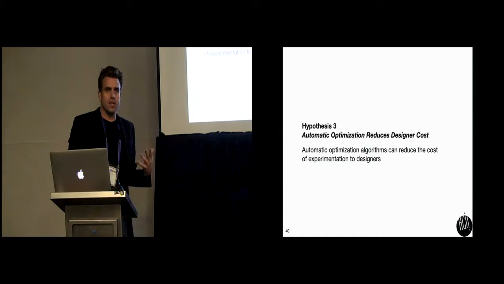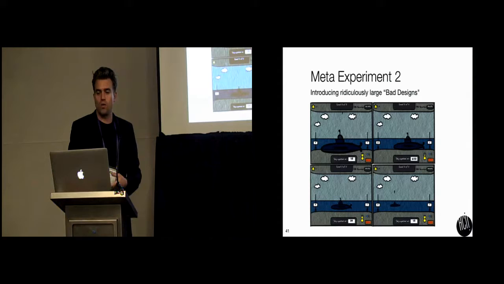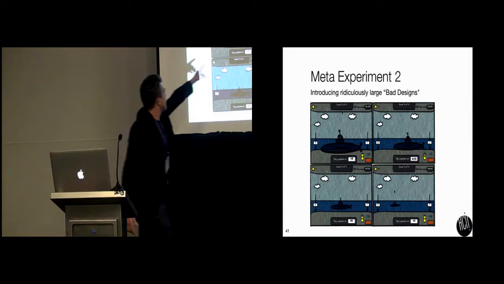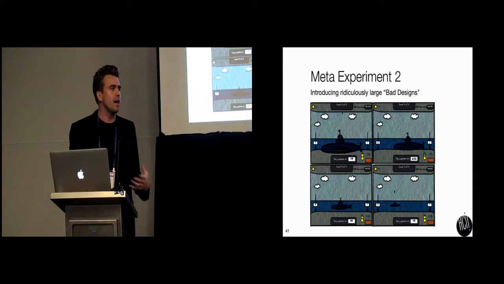So then we brought out this third hypothesis, that we could use bandits to reduce the cost to designers. Because after all, the point here was that running and analyzing and adjusting to experiments takes time. So if we could just automate that, it'd be great. So we introduced a ridiculously large bad design. You can't see it very well, but this is an enormous submarine. And no one had looked at it. I mean, it's overlapping the panel there. It's just sort of ridiculous. So we wanted to see whether the bandits would recognize that this was a bad design and pull it out.